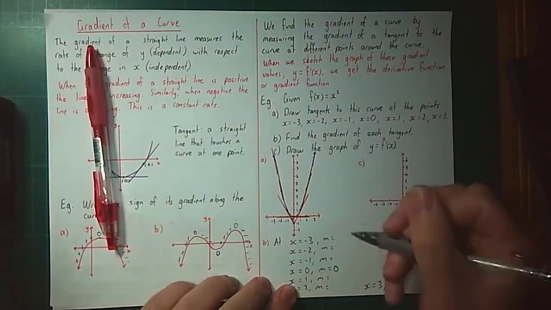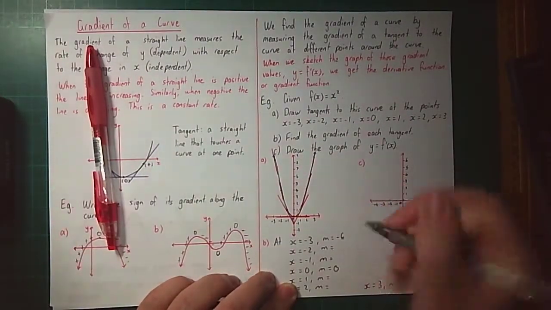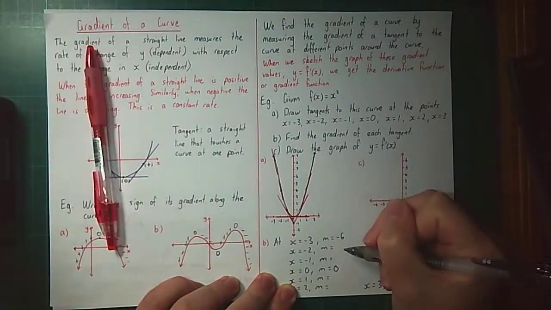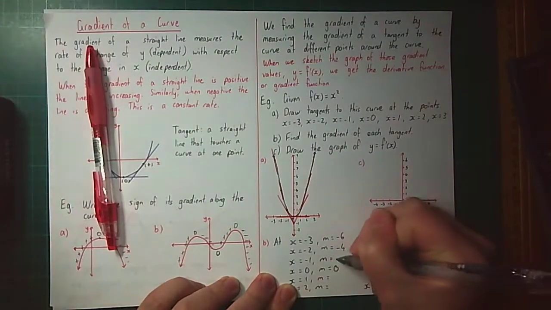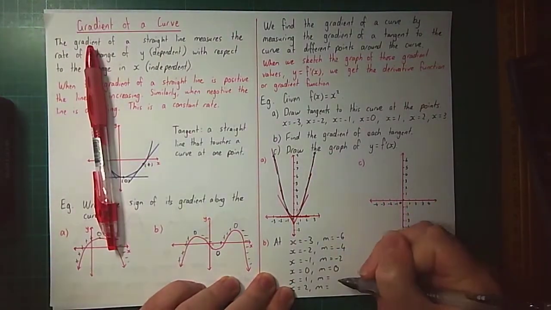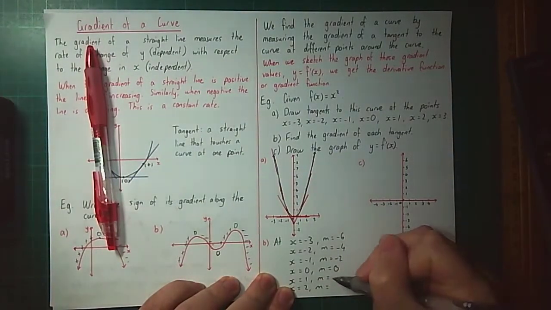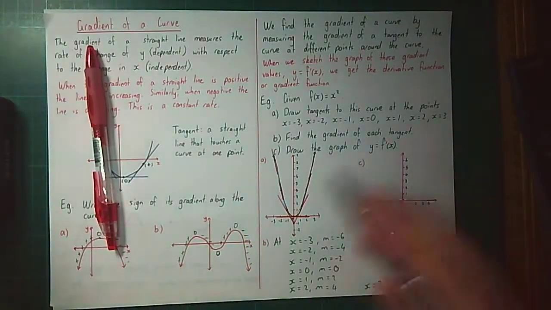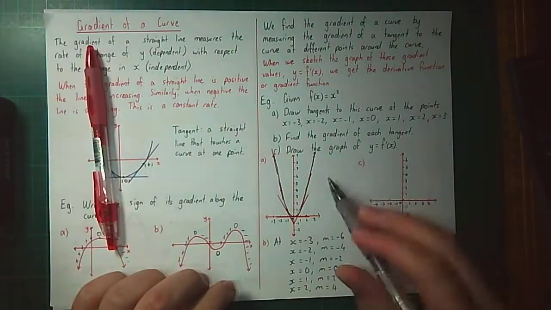So starting with x equals -3, we have -6. Remember, as these are all in this direction, they should all be negative, so we're going to have -6. M for x equals -2 is -4, -2 for -1. And then it's exactly the same values, just in the positive form, so we're going to have 2, 4, and 6.